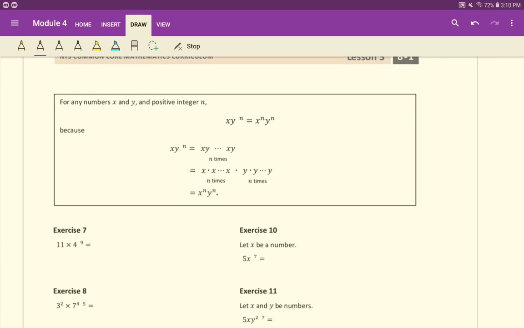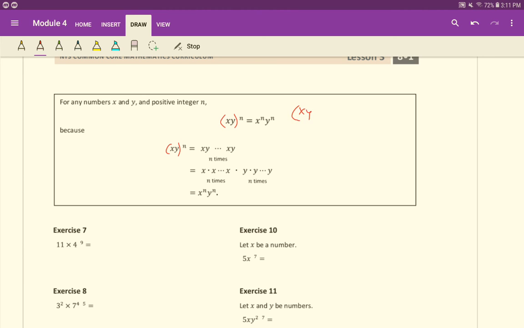Okay. So here we can see that we have x times y to the n, and as a result, we can take that n and distribute it to both bases here, right? Two bases, x and y, and we can distribute that n to the x and the y there to make x to the n times y to the n, like so.